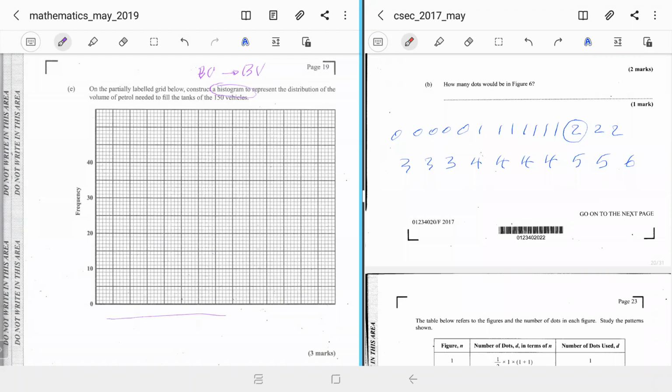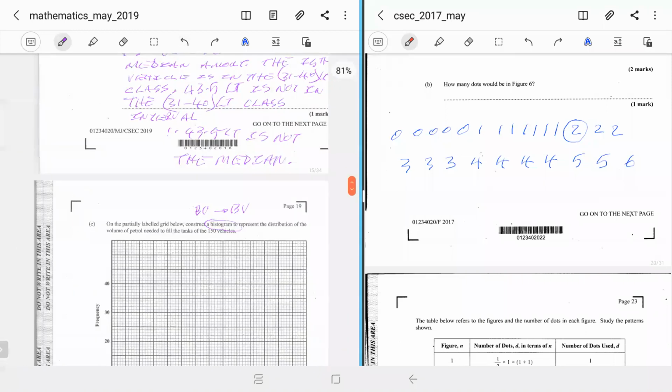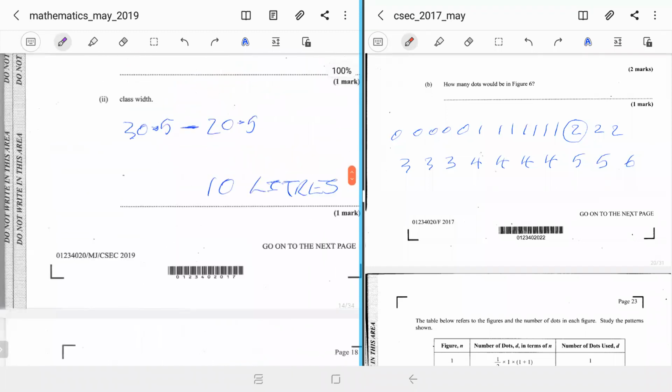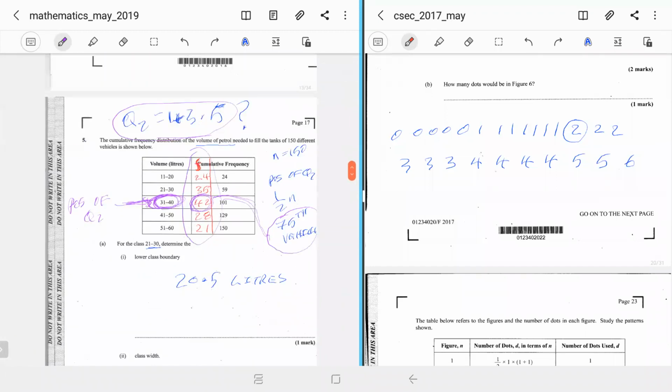And notice they don't put any scale for the horizontal axis, but they give us the frequency axis up here. Now, what messed up a lot of students in this exam is that they did not insert the frequency column, and they tried to draw the histogram using the cumulative frequency. You can't draw a histogram with the cumulative frequency. Histogram is boundary value to boundary value, but you're going up to the frequency. It's the frequency you have to use. So that's why you also need a frequency column.